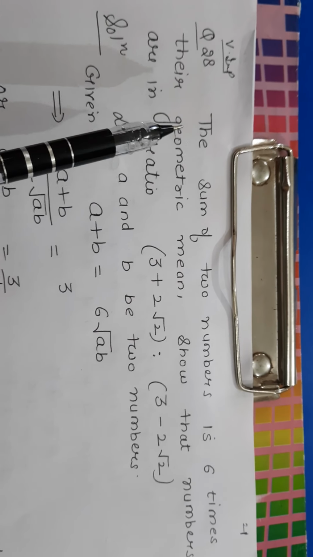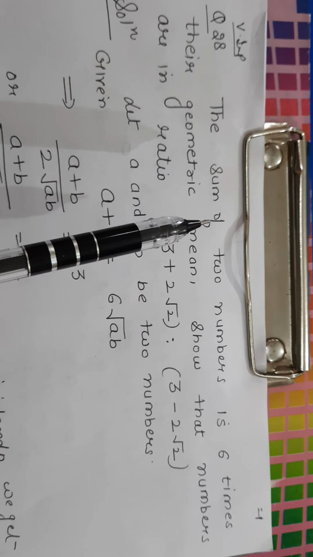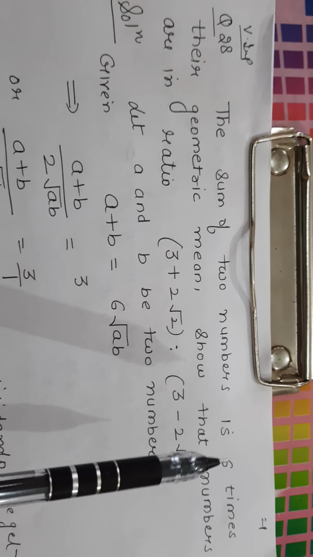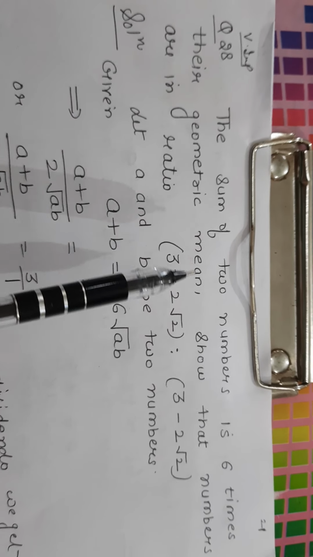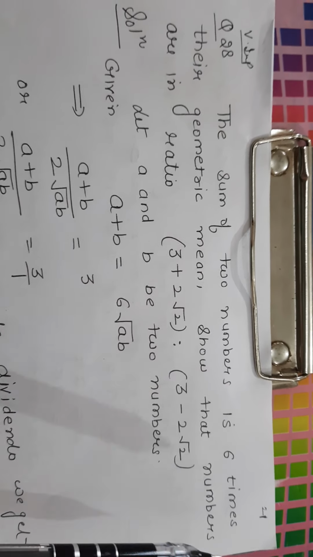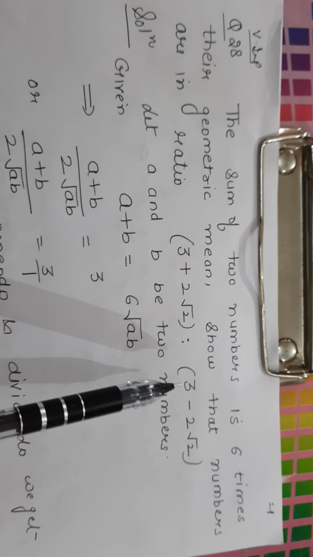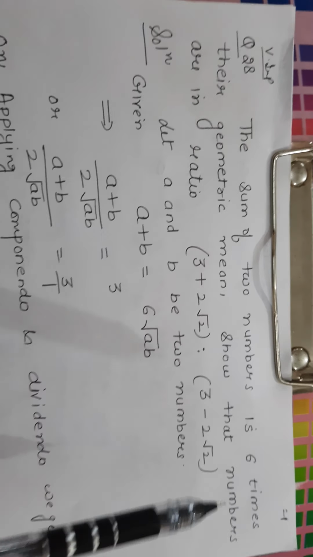Question number 28 from exercise 9.3. This is a very important question. The sum of two numbers is 6 times their geometric mean. Then show that the numbers are in the ratio 3 plus 2 root 2 and 3 minus 2 root 2.